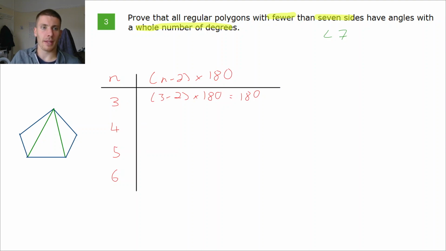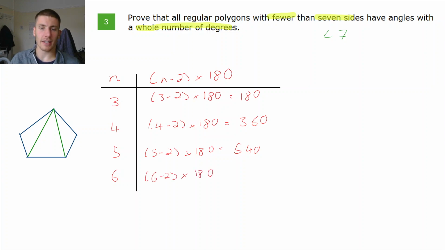Our next one, we've now got 4 take away 2, so 4 take away 2 times 180 is equal to 2 times 180, which is equal to 360, which makes sense. In a 4-sided shape, a quadrilateral, we have 360 degrees. In a 5-sided shape, it's going to be 5 take away 2, like the pentagon over here, times by 180. It's going to be 3 times 180, which is equal to 540 degrees. And a 6-sided shape is 6 take away 2 times by 180, which is equal to 720 degrees.